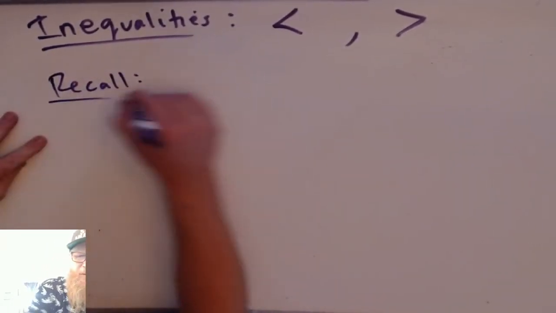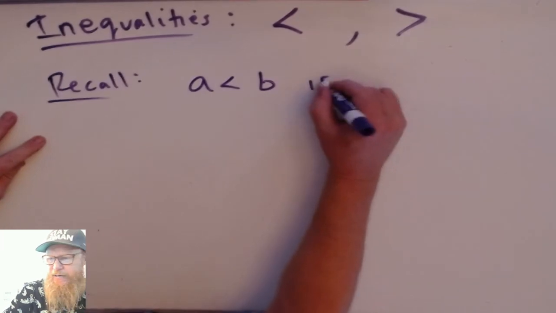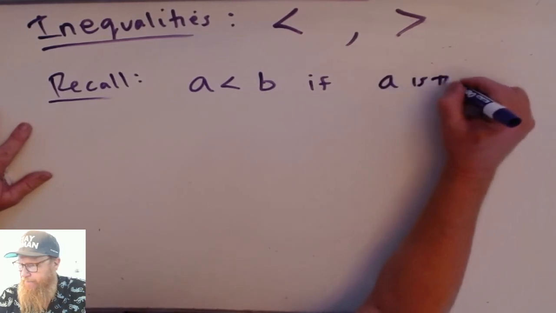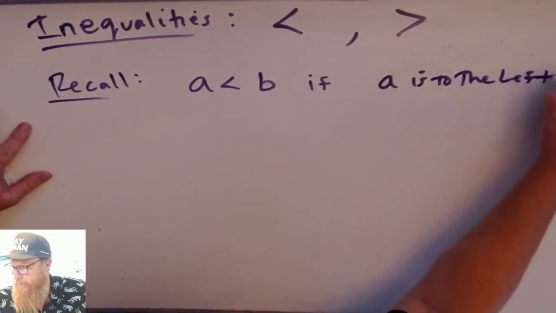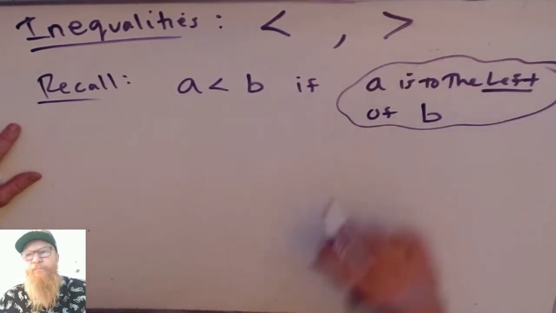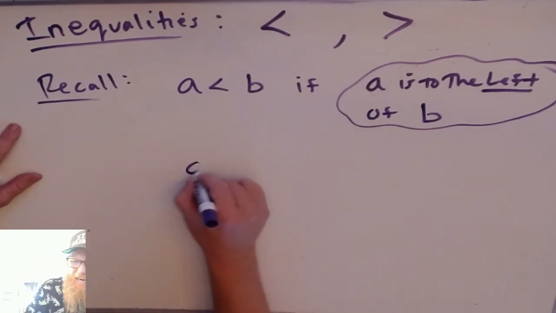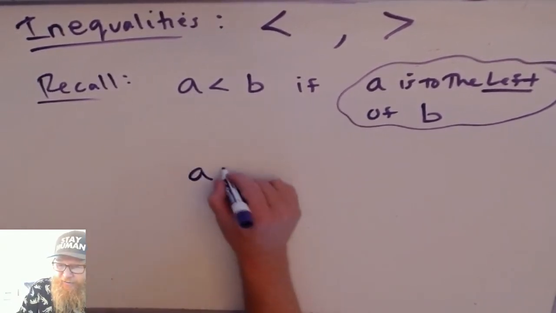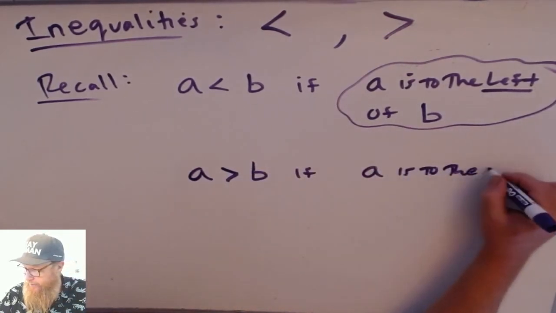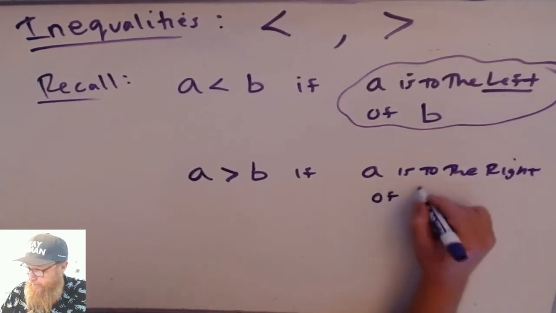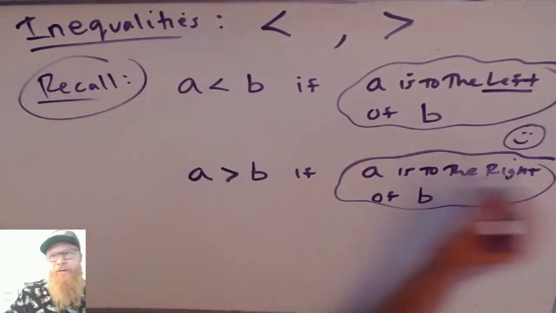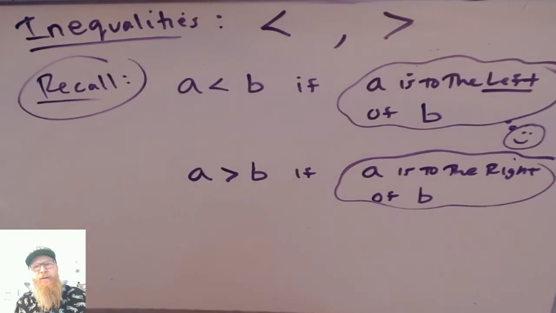Recall, we say A is less than B if A is to the left of B, and then we say A is greater than B if A is to the right of B. Again, this is your mind remembering the rules. That's your recollection bubbles there. Okay.